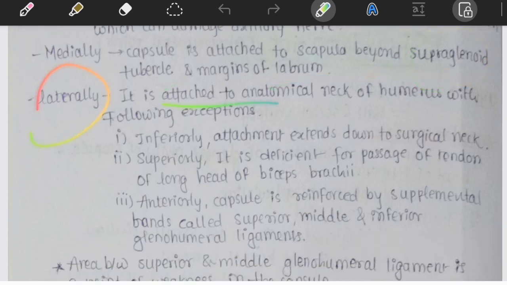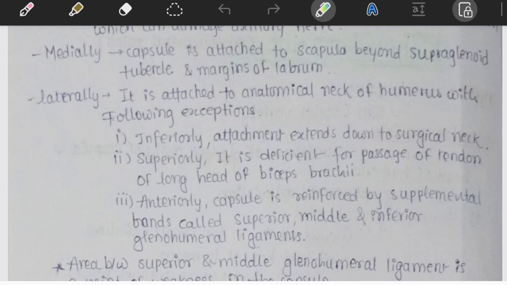Medially, the capsule is attached to the scapula beyond the supraglenoid tubercle and margins of the labrum. Laterally, it is attached to the anatomical neck of the humerus with the following exceptions. These three are the exceptions. Inferiorly, the attachment extends down to the surgical neck. Superiorly, it is deficient for passage of the tendon of the long head of biceps brachii.